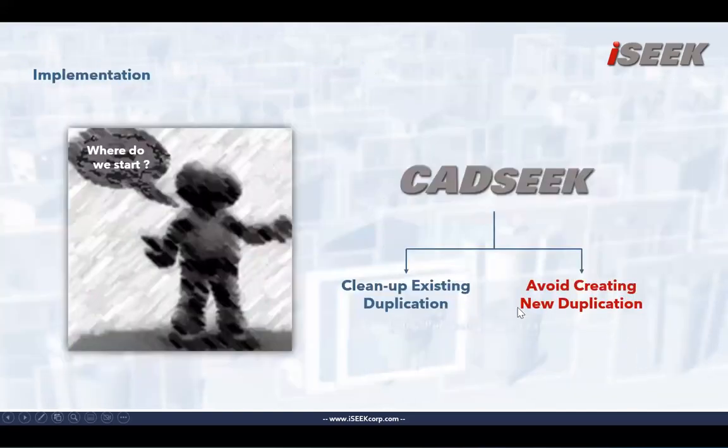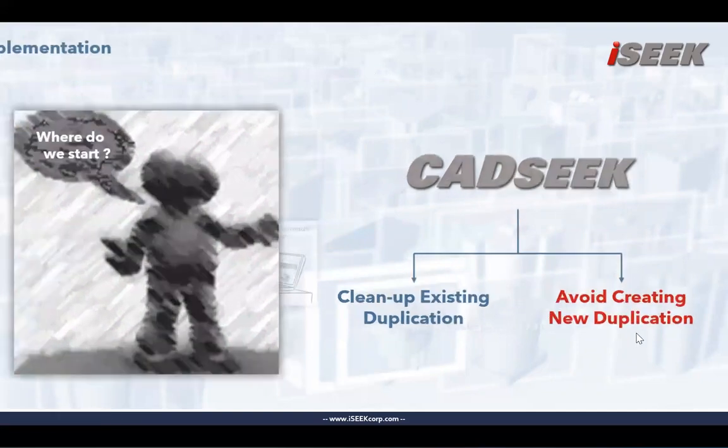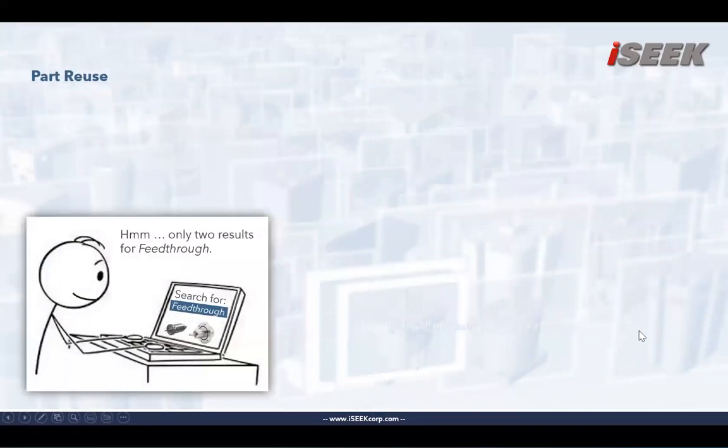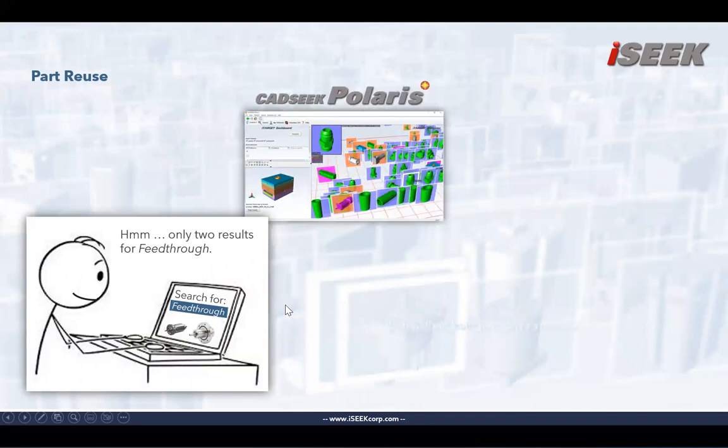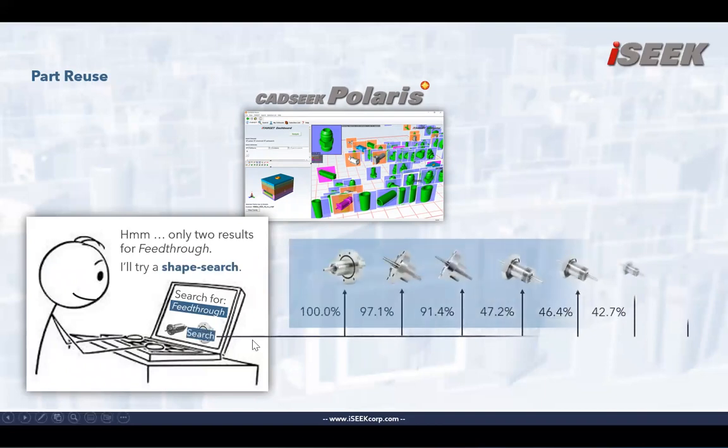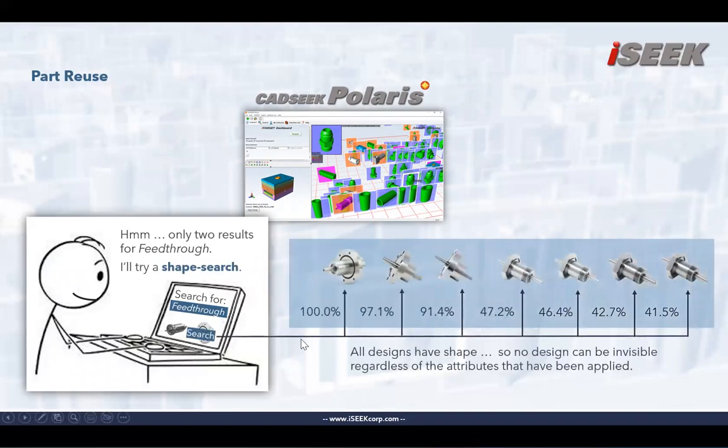Using geometric search to avoid the creation of new duplication largely comes down to model reuse or part reuse. Here's that situation where the employee has performed an attribute search. They found those same 2 models. But with the implementation of geometric search, they can choose either one of these items as a search target. Now their search results are comprehensive because all designs have shape. So no design can be invisible to a geometric search.